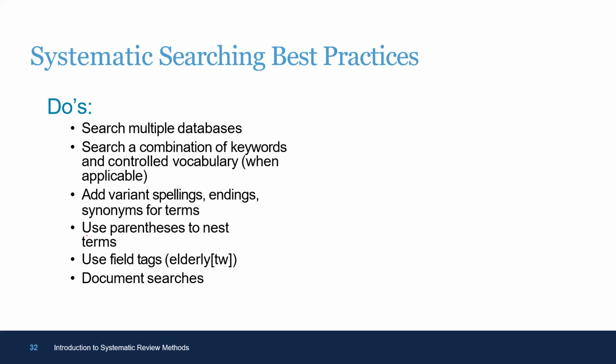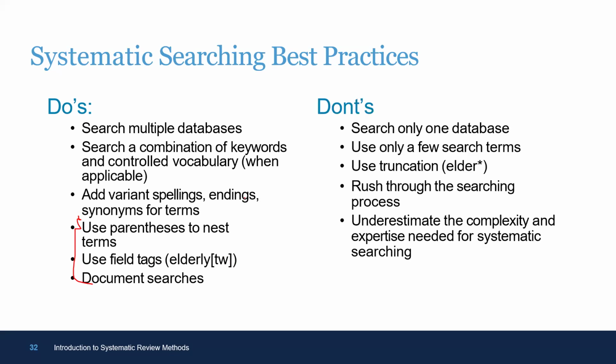Another thing is, it's important to use field tags, document searches and all that. But the things you should not do, and I think people who have worked with me have heard me say this, is no work done yet. So things you shouldn't do: one, never search one database. Two, never use few search terms, because if you use few search terms, you're going to leave out a lot of things. And then three, you need to think about some kind of MeSH terms and understanding this search.